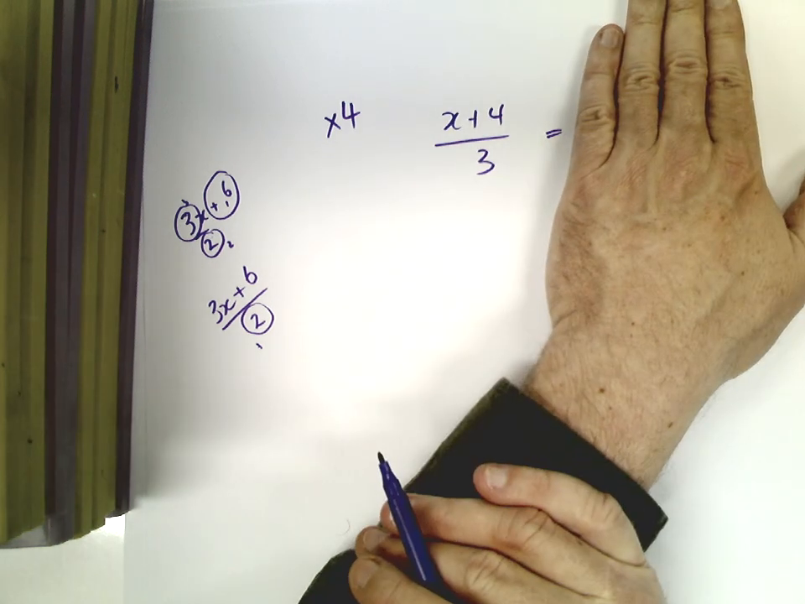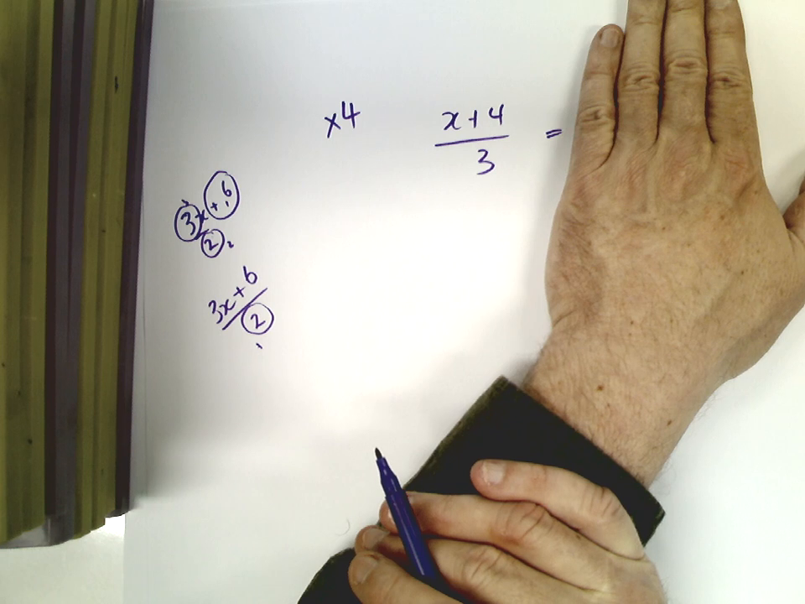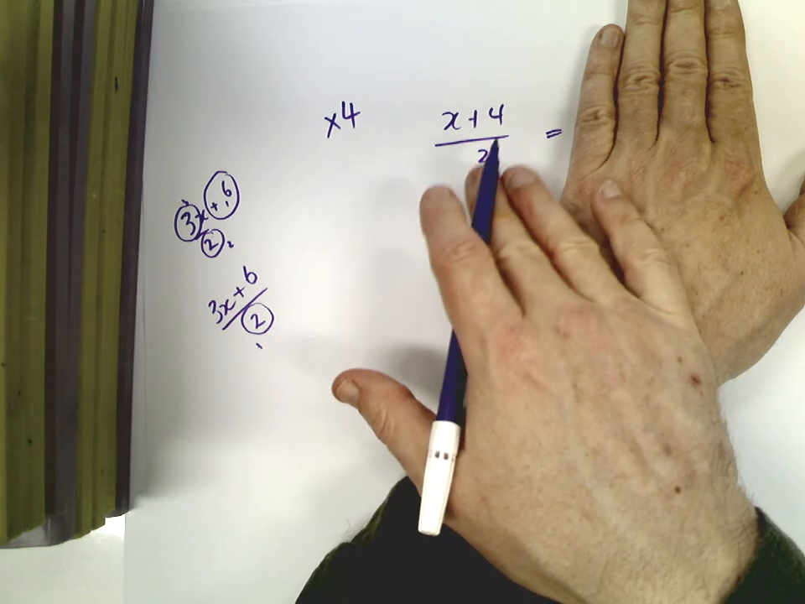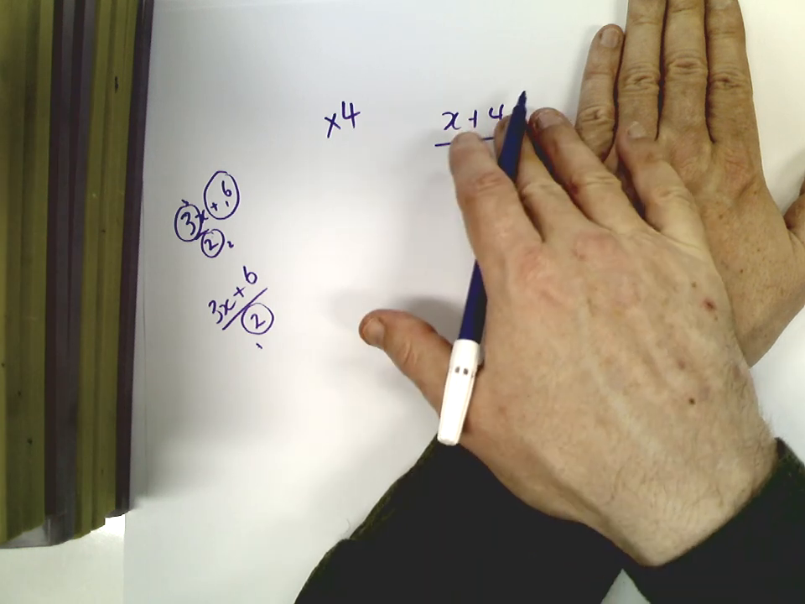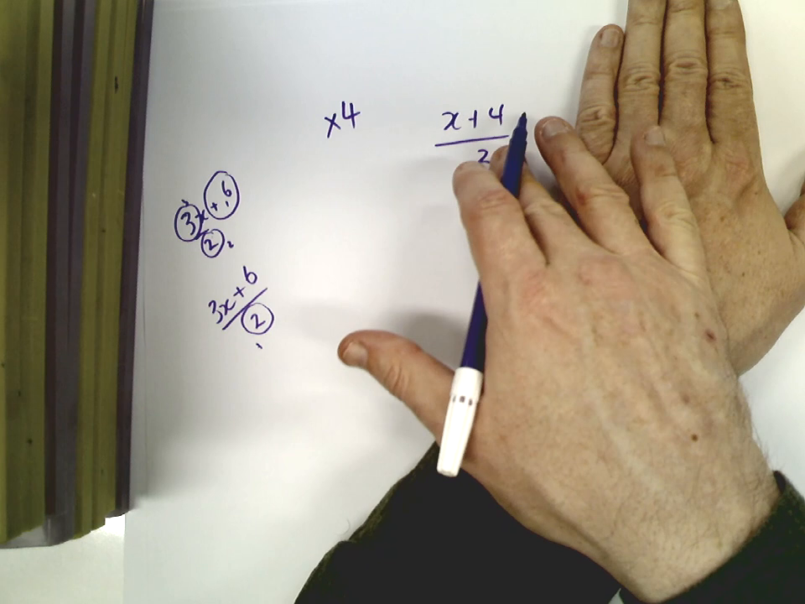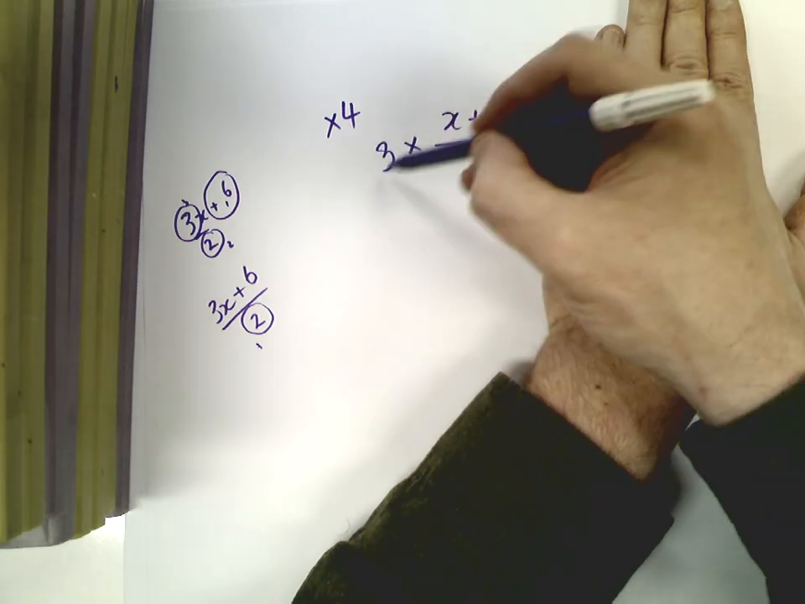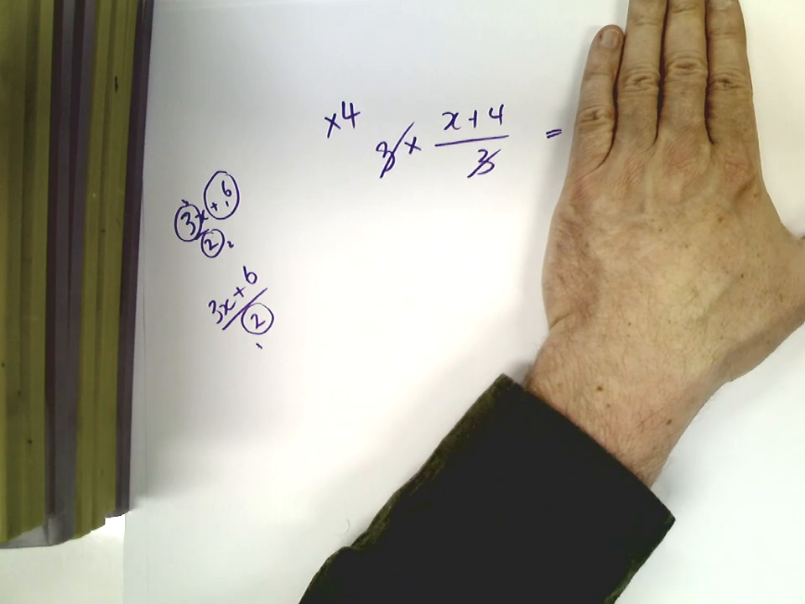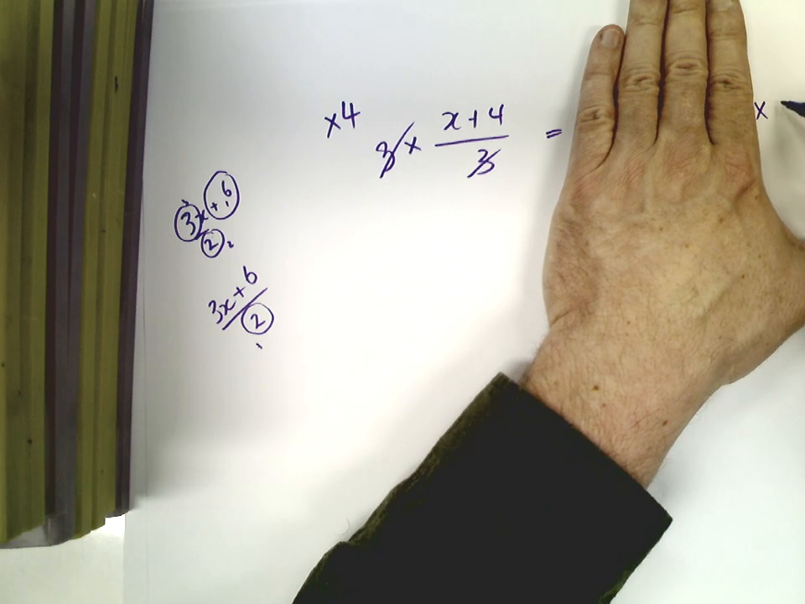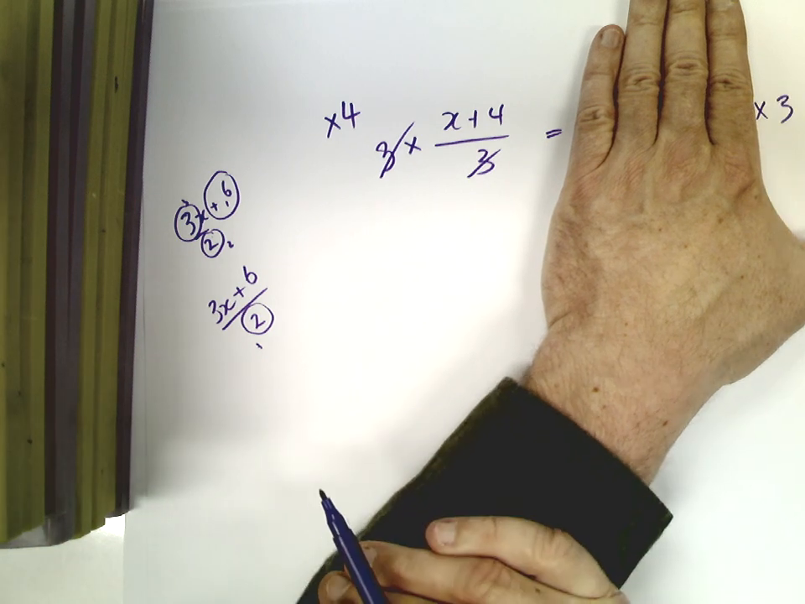Okay, now what I'm going to do is we're going to ignore that times 4. We're going to go over here. And if I was going to get rid of this divide by 3, because I can't access that x + 4 at the moment, because it's being divided by the 3, I would simply times 3 on this side. And that means that I would cancel that out. But we remember, of course, that we would need to times by 3 on this side of our equation.